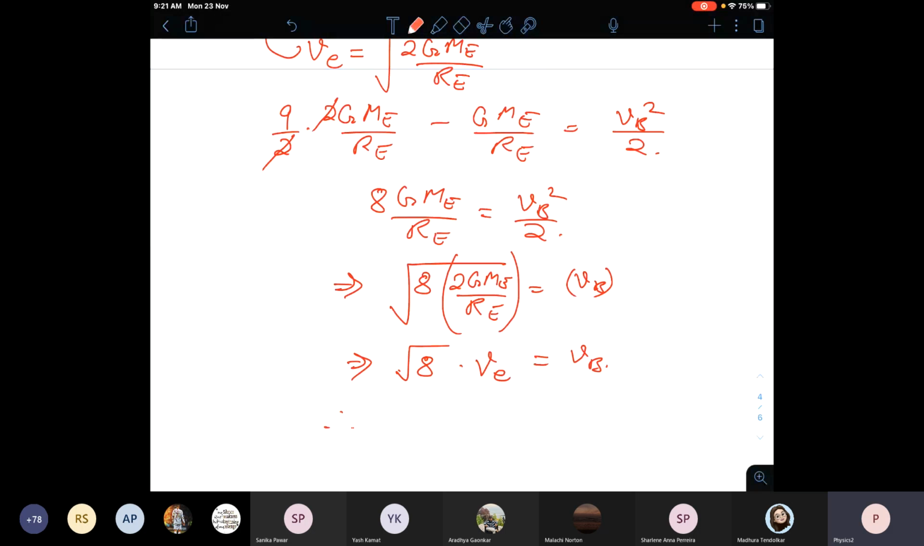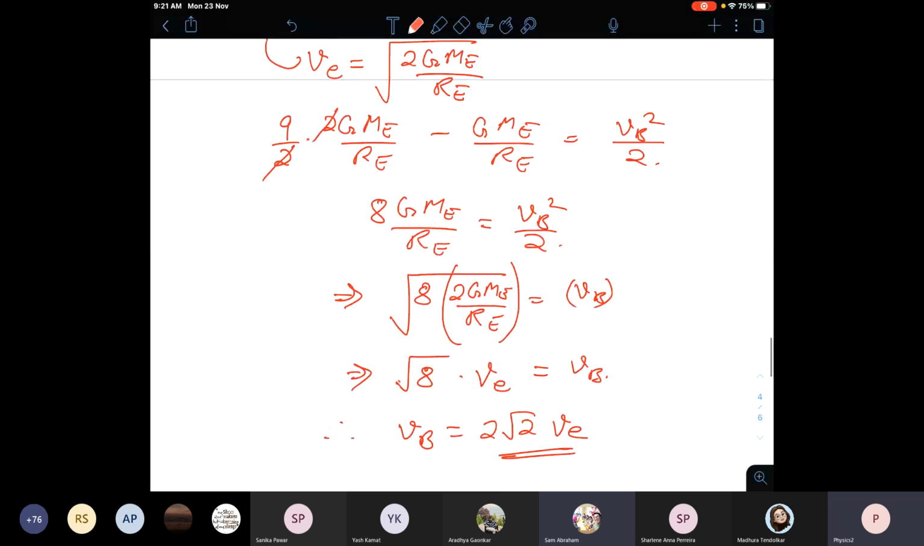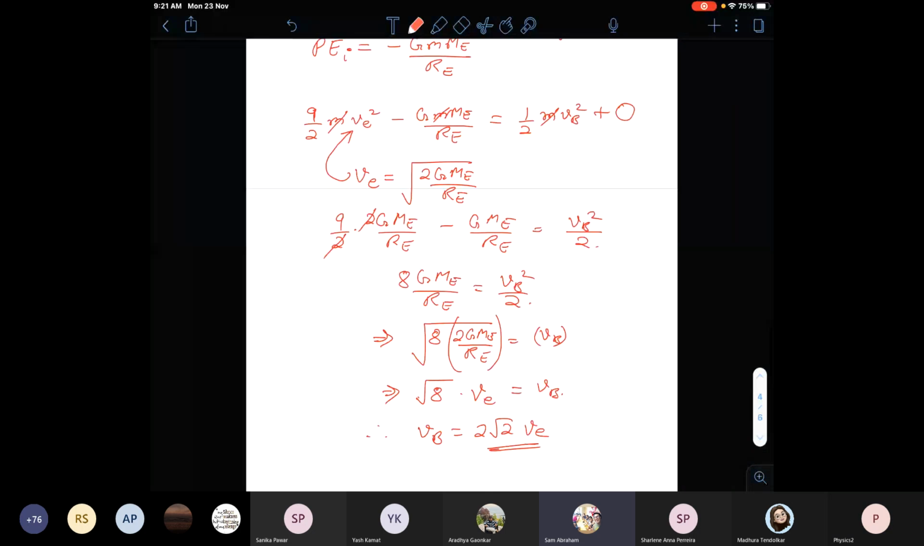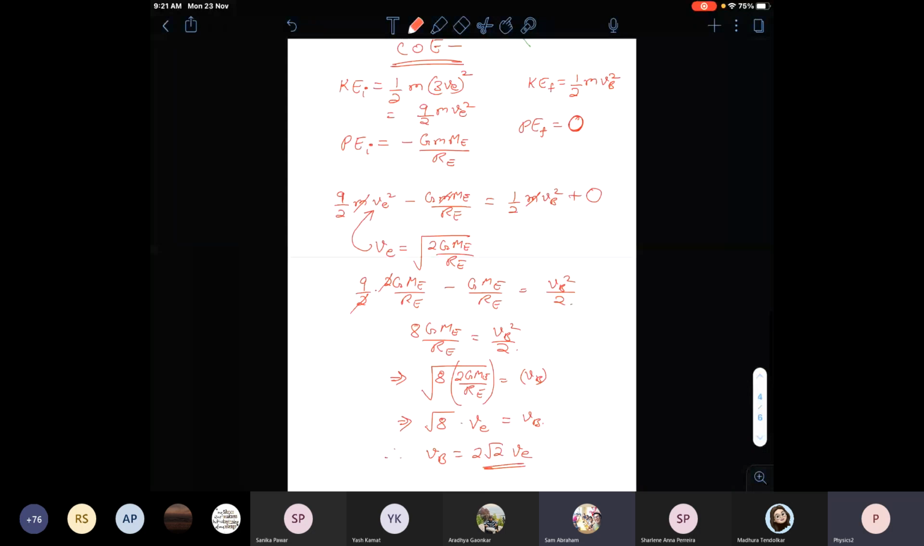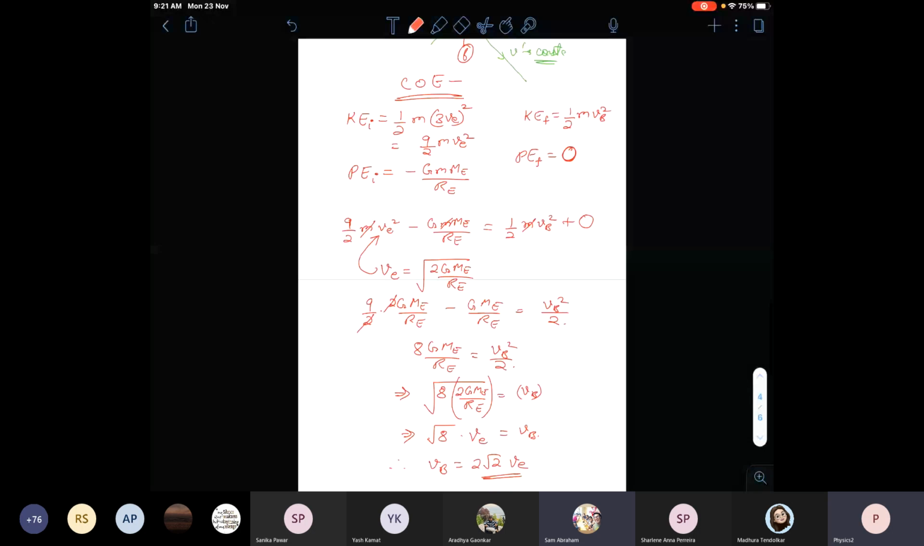Therefore you can say that the velocity at B point, or interstellar speed, comes out to be 2 root 2 v escape. Root 8 is 2 root 2. Is it clear? This is the complete calculation.